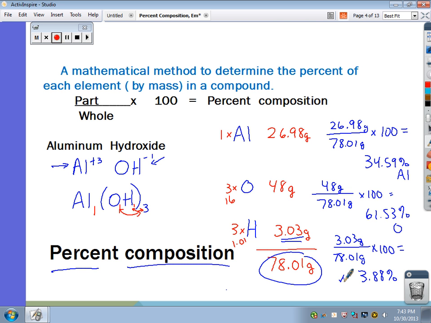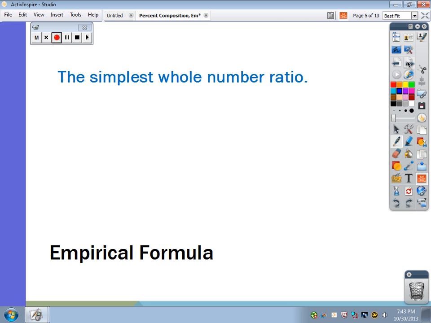Okay, what's my heaviest? My heaviest element total is oxygen at 48 grams out of 78, and that's why my percentage of oxygen is the most, 61.53%. So that's how you do percent composition. It's pretty straightforward. Part over the whole times 100. So now let's move to empirical formula. An empirical formula is the simplest whole number ratio.